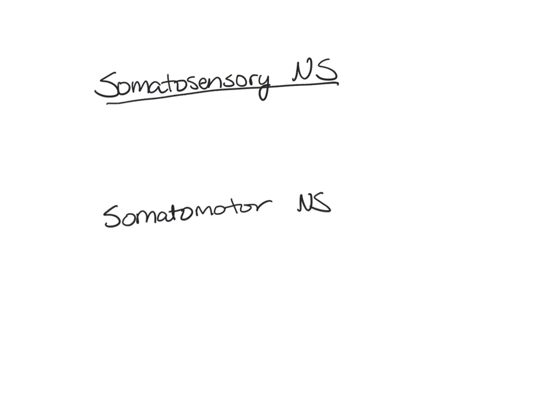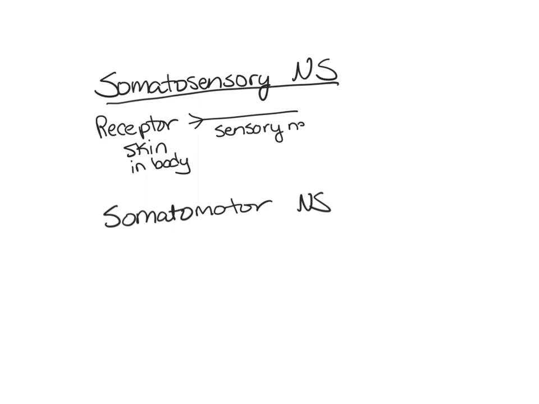The somatosensory nervous system is a complex system of sensory neurons and neural pathways that respond to changes at the surface of your skin or inside your body. It begins at a receptor where a change has been detected either in the skin or inside the body, and that stimulates a sensory neuron. The sensory neuron brings that information into the central nervous system. From there, the central nervous system can interpret and become aware of what that sensation is.